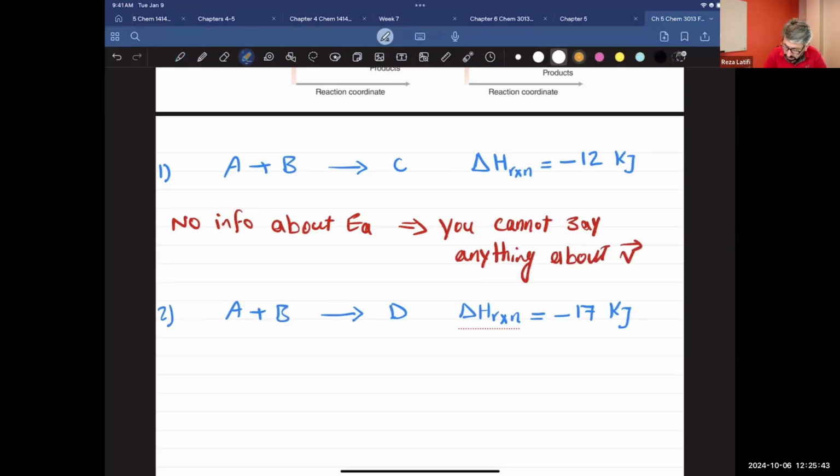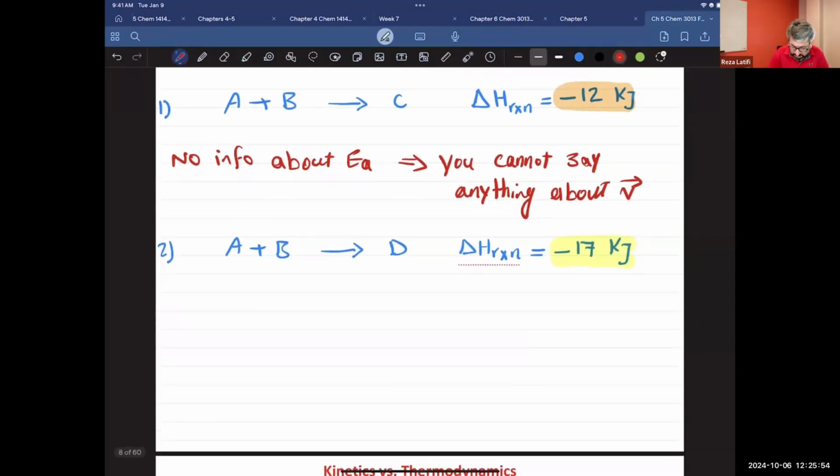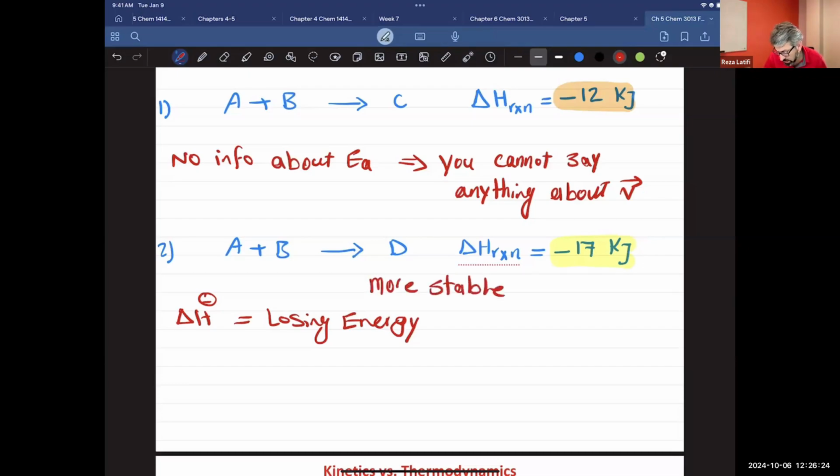But let's talk about thermodynamics. This one says minus 12, while the second one is minus 17. Okay, where and how can I use those delta H values? When delta H is negative, it means losing energy. The one that loses more energy will be the most stable product. In this case, I have two numbers, minus 12 and minus 17. Which one is going to be more stable? I'm going to say D is the more stable product.